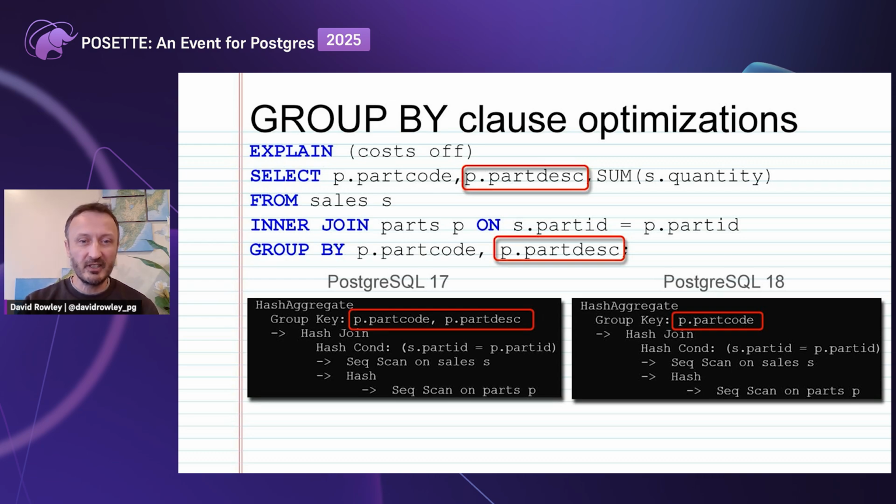This is a hash aggregate, so it's going to be much cheaper to obtain that hash value when the executor is building that hash table. And also, you can imagine that the part description is much longer than the part code, so it's going to be quite a lot cheaper to only group by that single column.